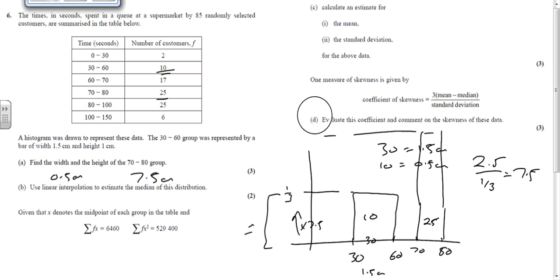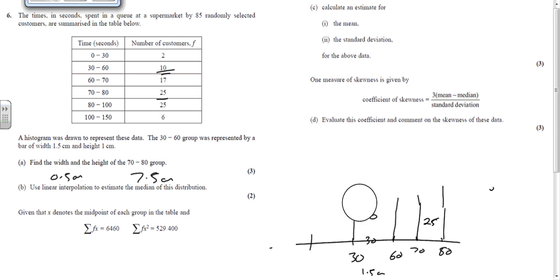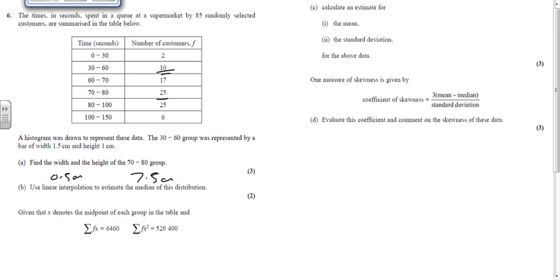But let's have a look at part B, because part B I think will be straightforward if you've had to look at the other two questions. So we've got linear interpolation again, and we're going to find the median. We've got 85 pieces of data here, so if we halve that, it's going to be 42.5. So we've got to find where the 42.5 piece of data is. If we add up, that's 2, that's 12, that's 29, and then the next 25 takes us up to 54. So therefore, the 42.5 piece of data is going to lie in this category here.